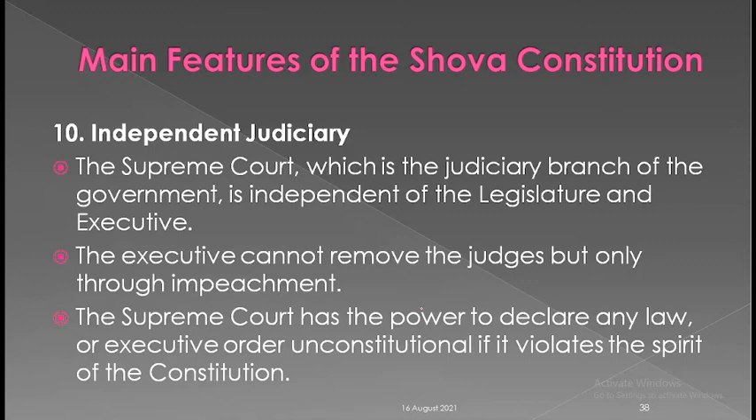Independent judiciary. The Supreme Court, which is the judiciary branch of the government, is independent of the legislature and executive. The executive cannot remove the judges, but only through impeachment. Since the judiciary branch is independent of the executive and legislature, the executive or the legislature cannot simply remove the judges. Even if they have to remove them, it should be only through proper impeachment procedure.